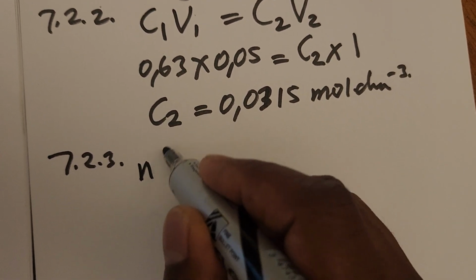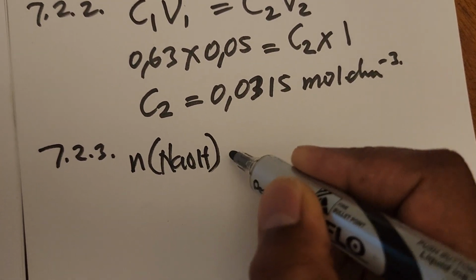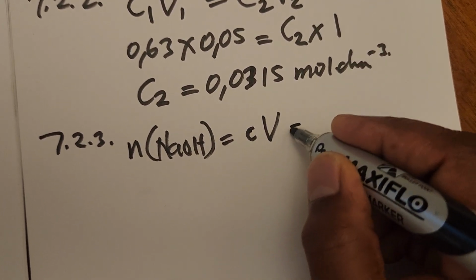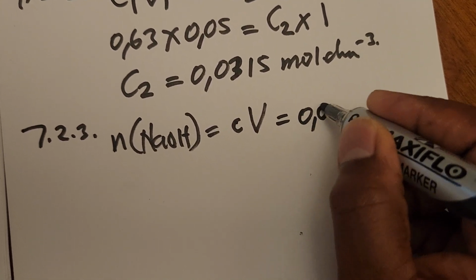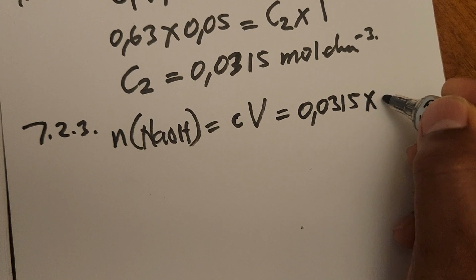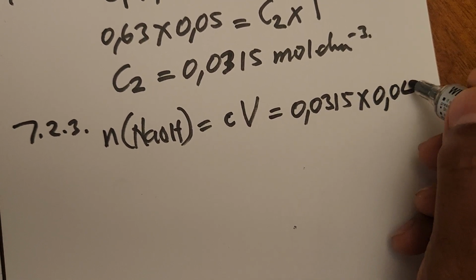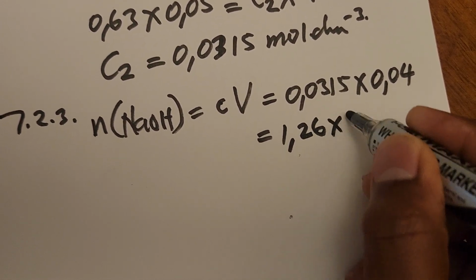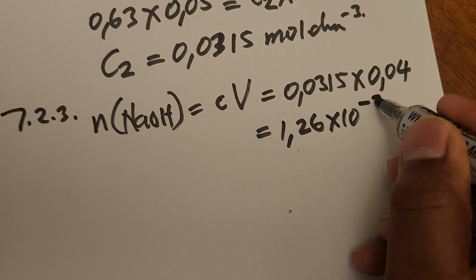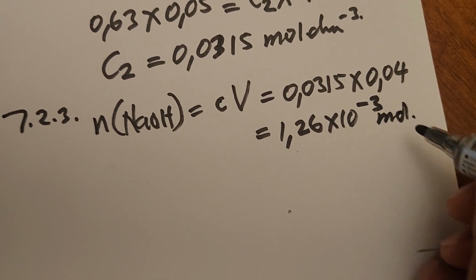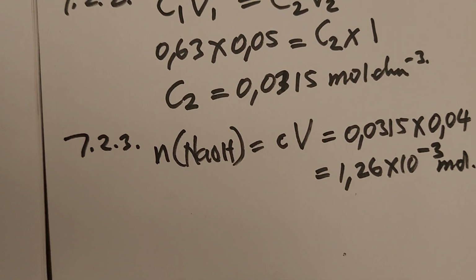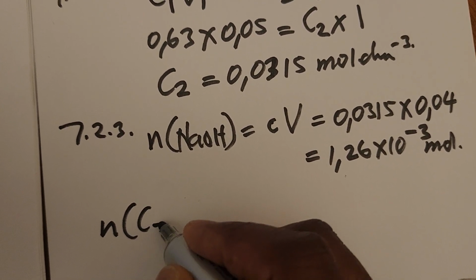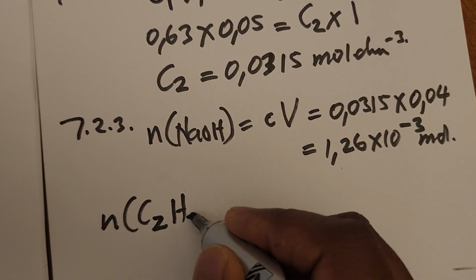Therefore, number of mole of sodium hydroxide will be concentration multiplied by volume, which is the same as 0.0315 multiplied by the volume of 0.04. So the answer will be 1.26 by 10 to exponent minus 3 mole. That's the mole that reacted in the titration. Now if we use the mole ratio, we can know the number of mole of oxalic acid that reacted with this during the titration.